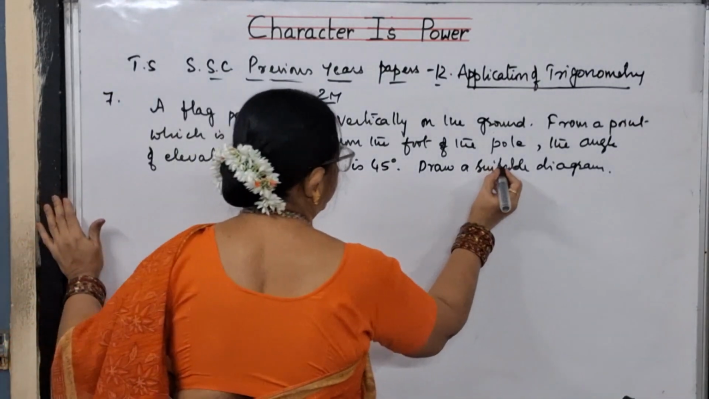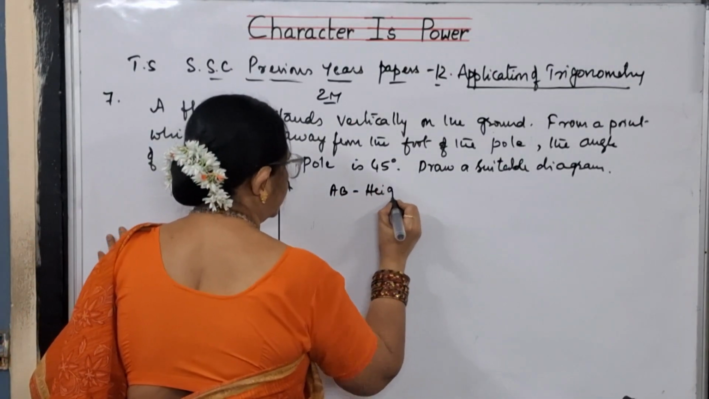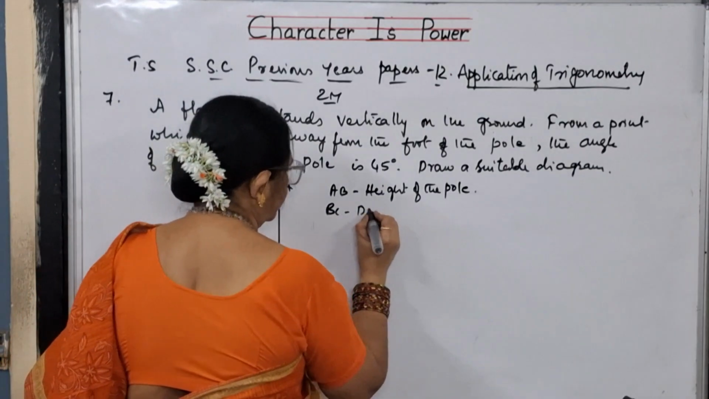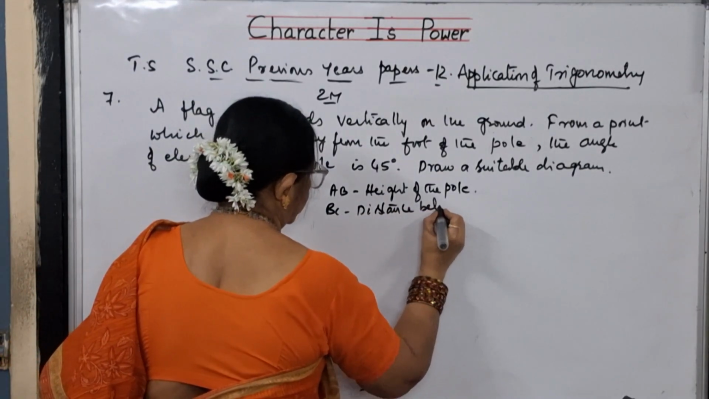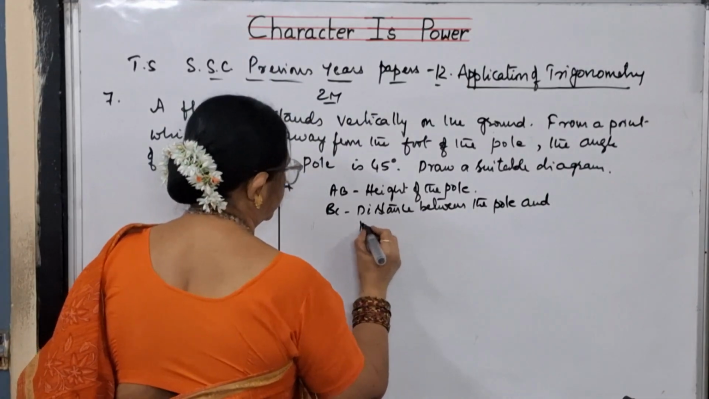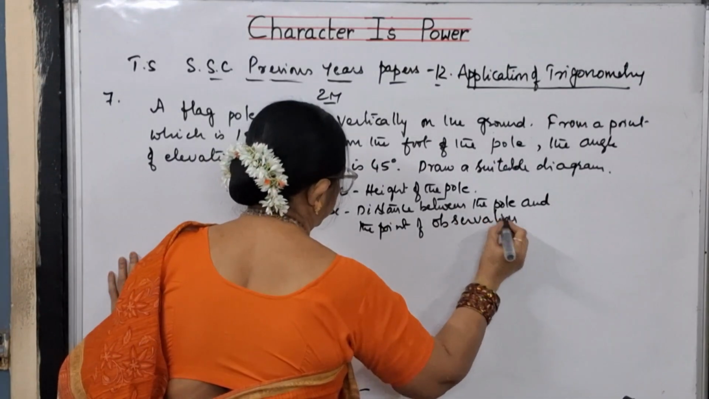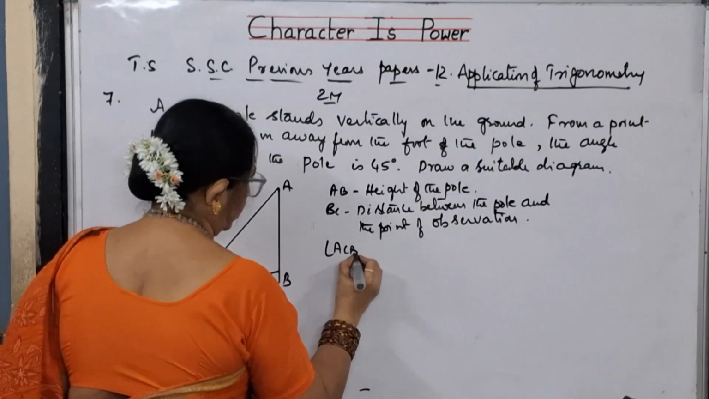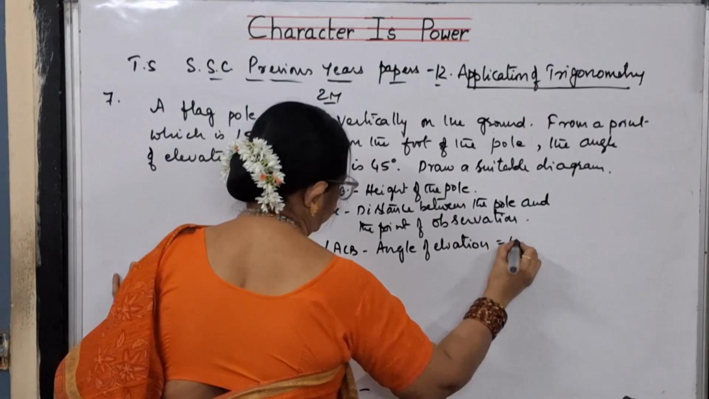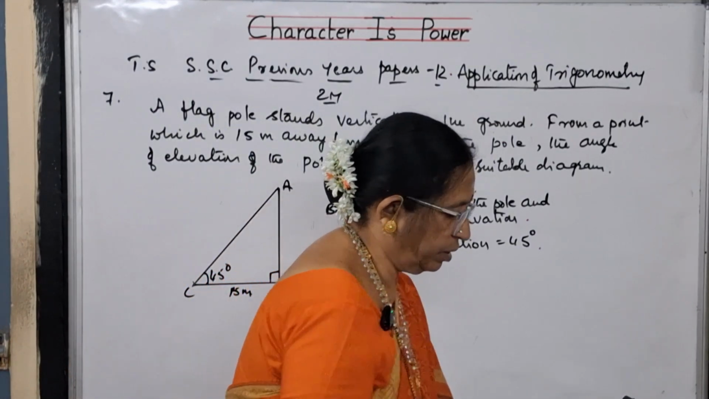Draw the suitable diagram. This is the diagram where AB is the height of the pole and BC is the distance between the pole and the point of observation, and angle ACB is the angle of elevation, which is nothing but 45 degrees. This is the answer for it, children. Please copy.